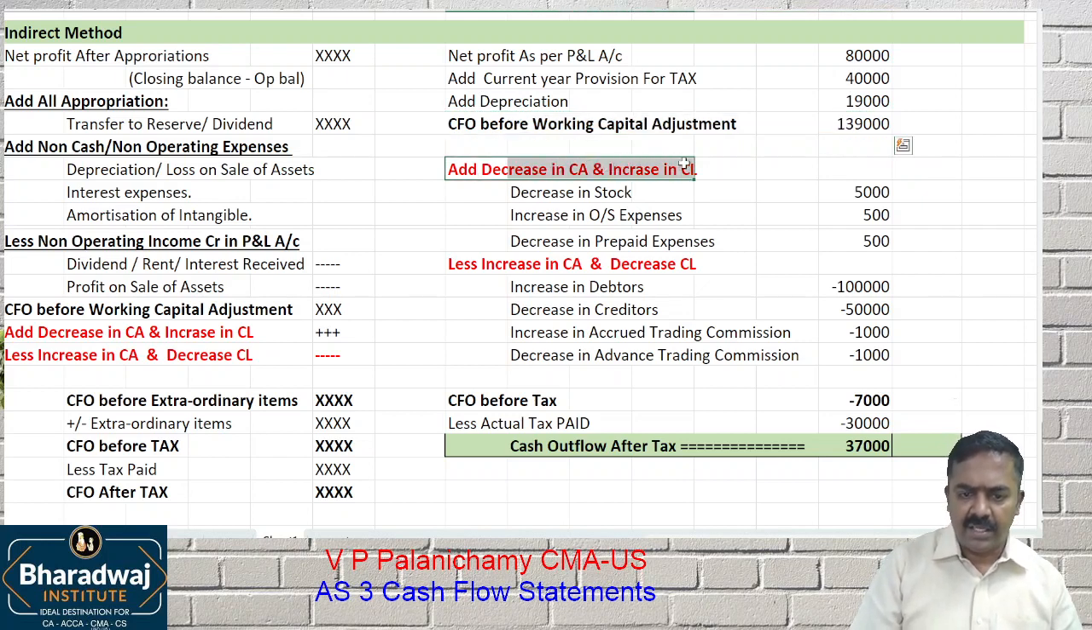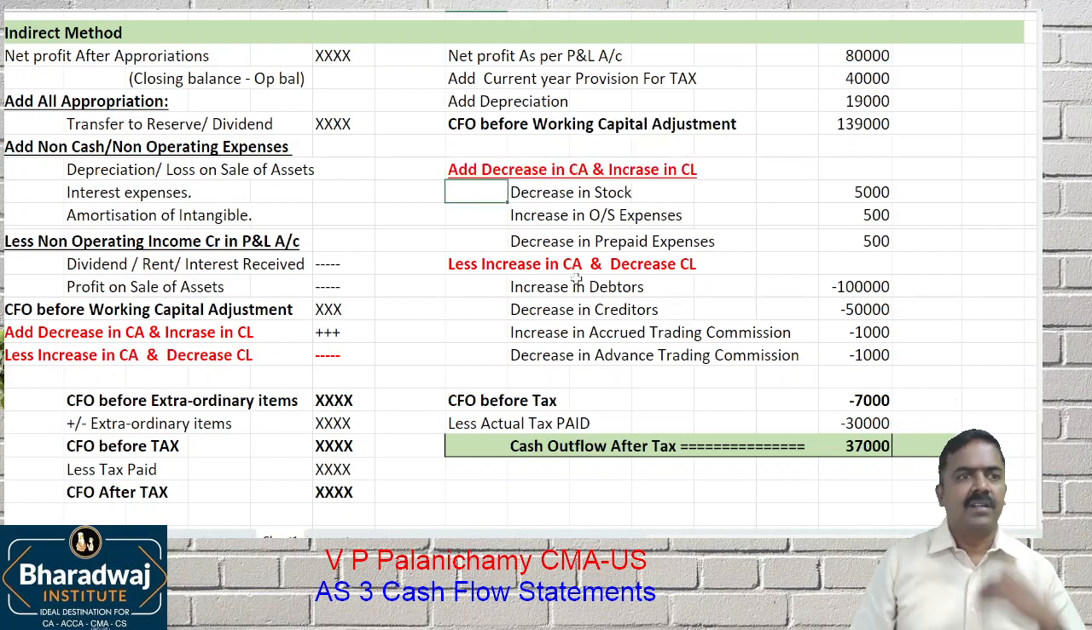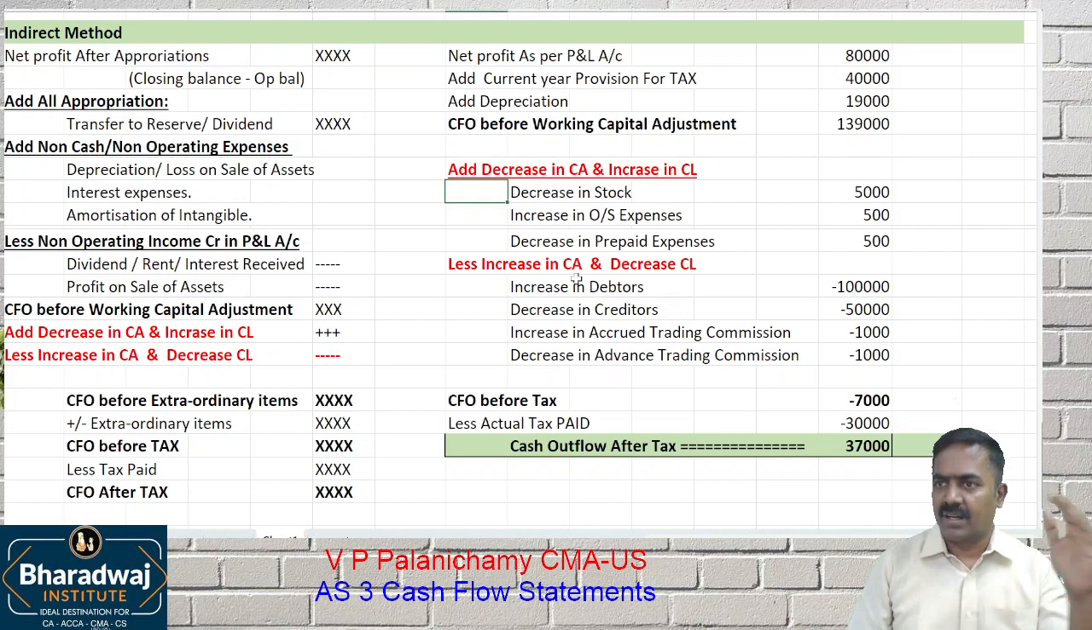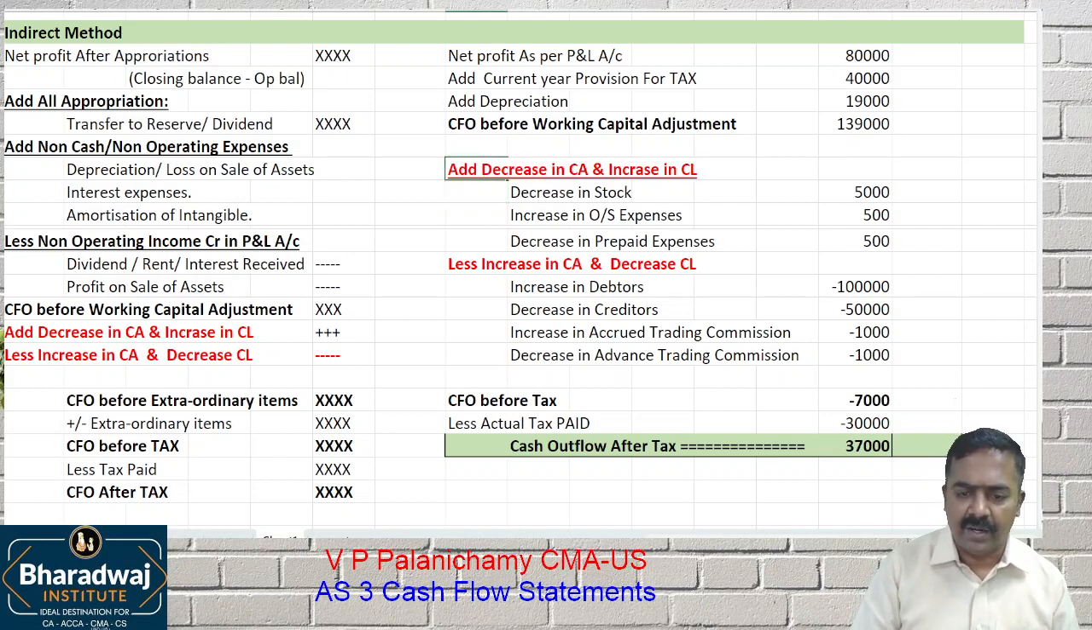Add decrease in current assets. Why are we adding decrease in current assets? When current assets go down, we sell and collect money. Stock and debtors go down, we collect money. Increase in current liability, why are you adding?